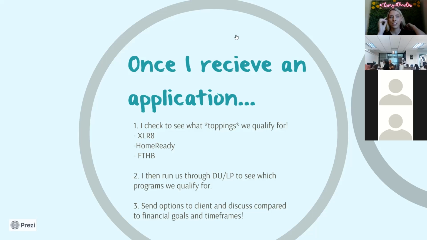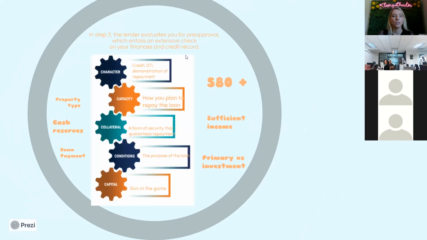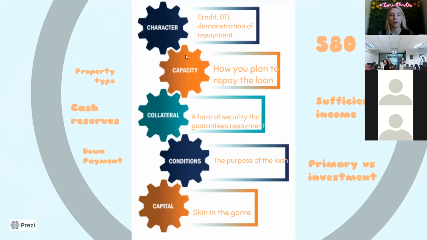And then once I figure out which programs we qualify for, I send those options to the clients and we discuss and compare them to their financial goals and their timeframes. After that, and this is actually a bit of a prerequisite to the program choice, these are pretty much the 5 things that we use to look at a loan and see: is this buyer going to be able to pay this loan back?